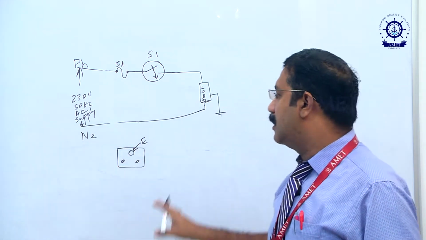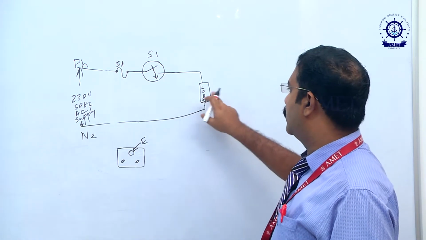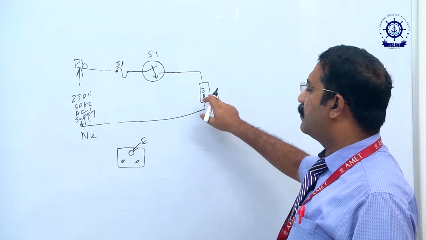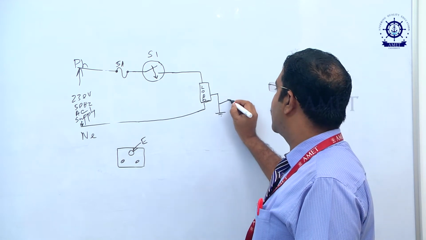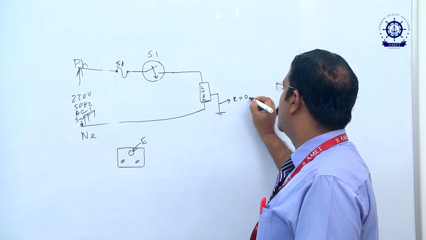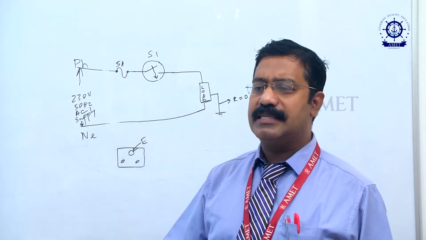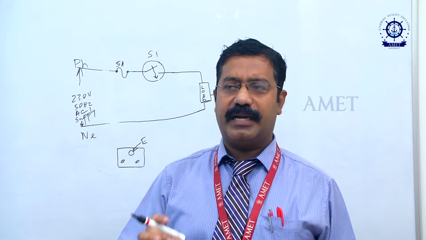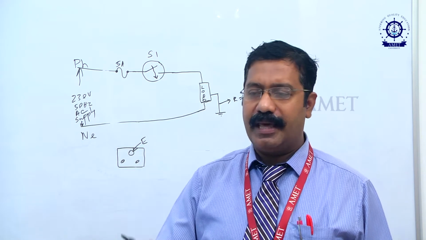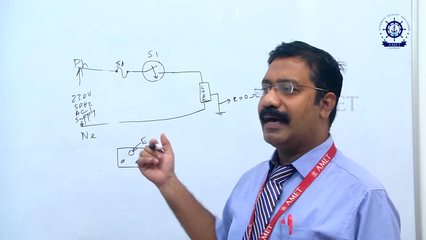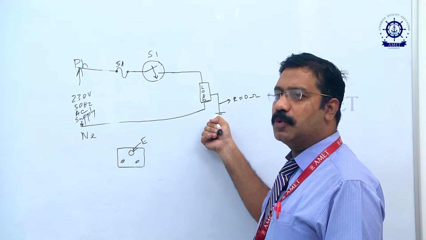If that is the case, this appliance will be connected with the earth circuit like this. The third pin, or the body of the appliance, will be directly connected to the earth circuit, which has a resistance of R equal to 0 ohm. If a fault occurs in the appliance, that is, if a bare wire comes in contact with the appliance body, at that time the current will flow to the earth circuit.